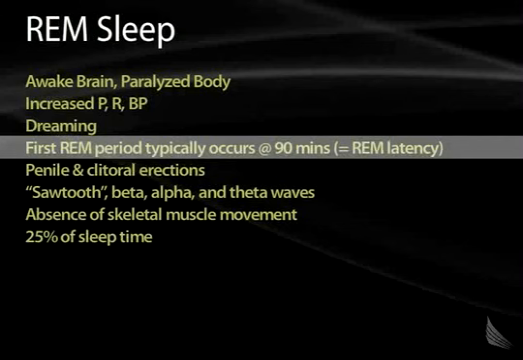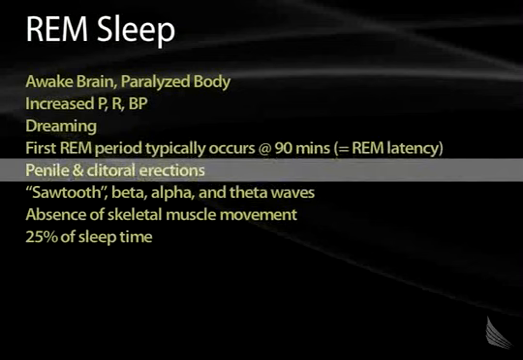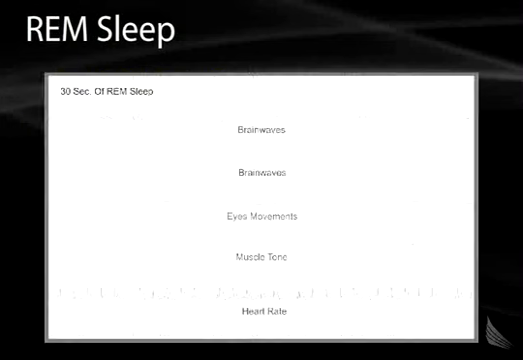Also, I did mention that your brain is awake and your body is paralyzed. But in REM sleep, you will notice the penile and clitoral erections. And you know how they say men have two brains? Well, so if you can remember it that way, then you can remember that your mind is awake. That's when you have your erections, because those are the two brains of the men, and your body is asleep. Characteristically, they have very sawtooth beta, alpha, and theta waves, and these are very, very small frequent waves. And this constitutes about 25% of your sleep time.